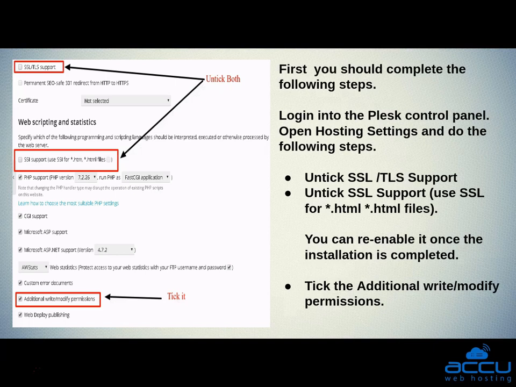First, you should complete the following steps before starting the installation process. Open hosting settings from the Plesk panel and follow the steps which we have displayed on the screen. Untick SSL/TLS support and SSL support using SSL for .html files. You can re-enable it once the installation is completed. You need to tick the additional write and modify permissions option in hosting settings.